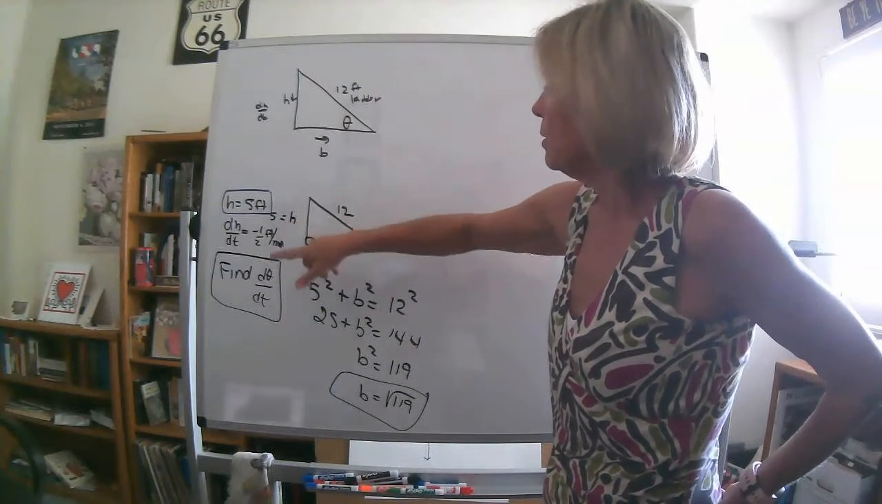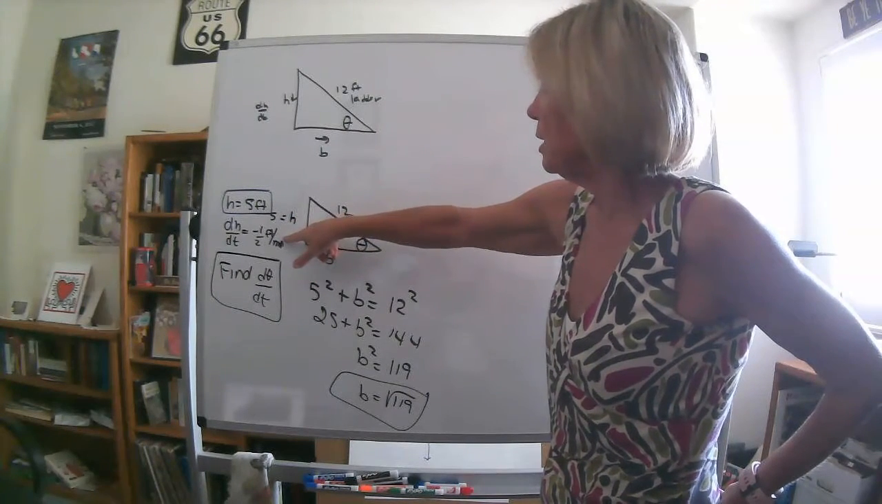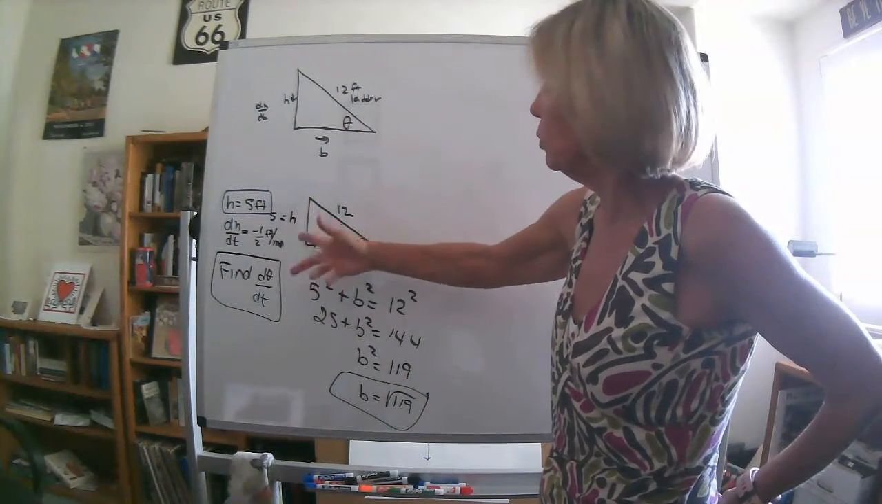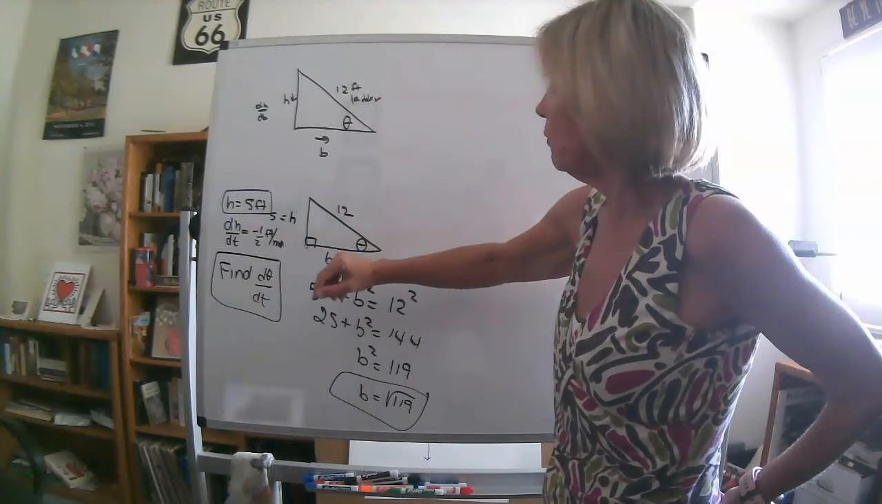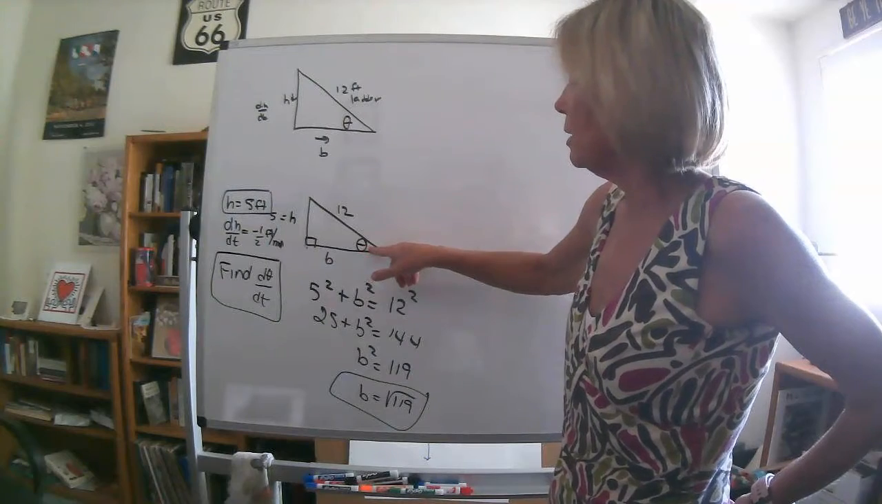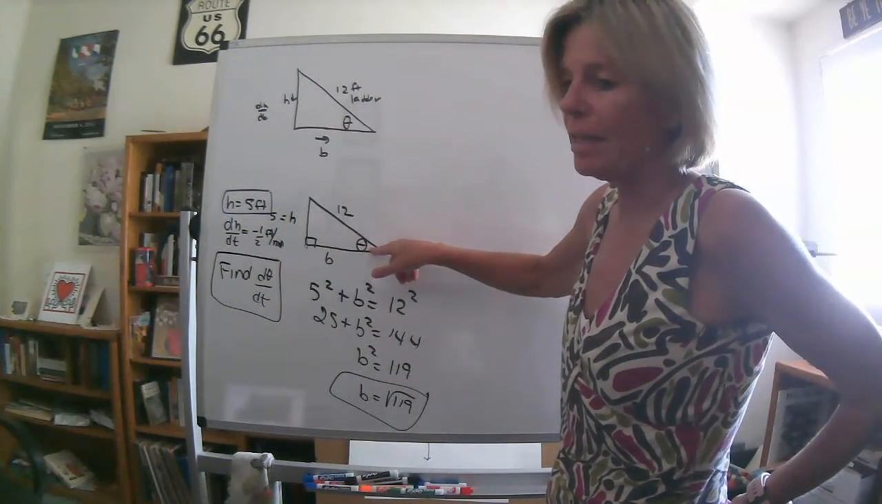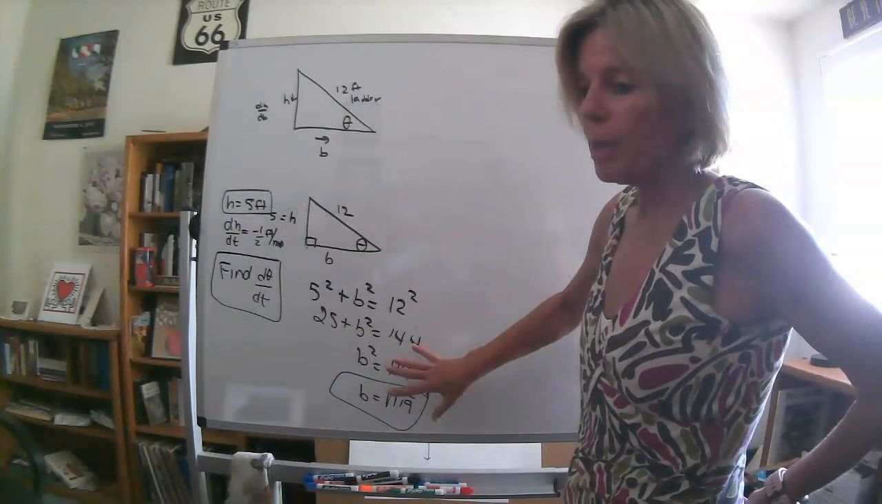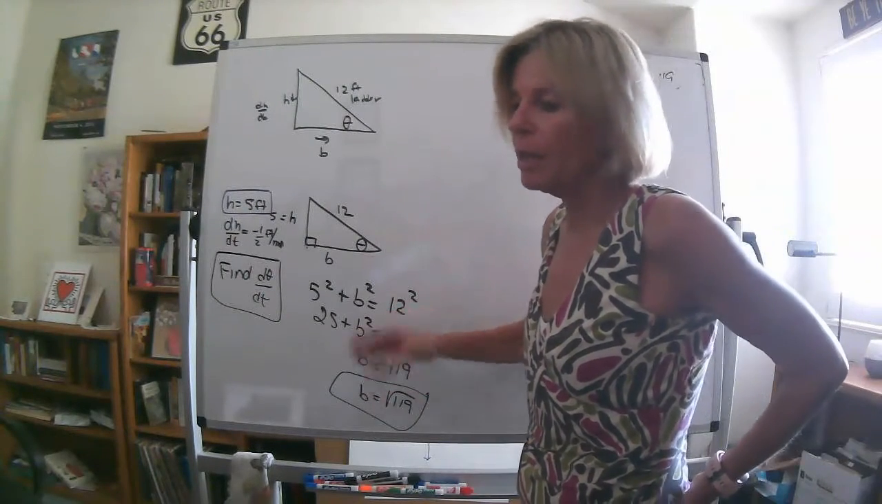So my height is still 5 feet. My dH/dt is negative 1/2 foot per minute. We just changed inches to feet. In this case, we want to find d theta/dt. I still am going to leave the length of my b up here because I might need that.